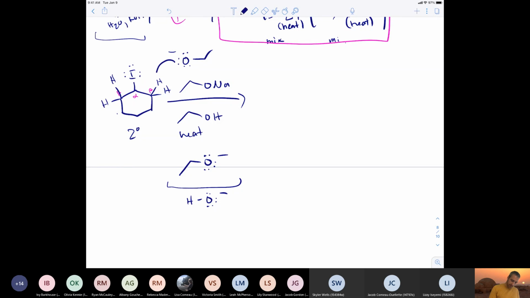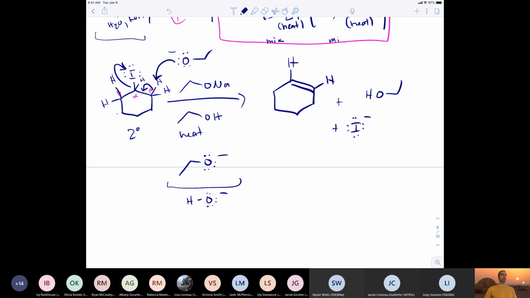So what happens is the base comes, removes a hydrogen from the beta carbon. The C-H bond, the pair of electrons, moves to make a double bond, and then the iodide leaves. So all in one step, you make a double bond. You have one hydrogen left here, you have one hydrogen left there because there's a hydrogen in back. Plus, you have your alcohol and, oh yeah, you have your iodide still too. It now has 4 lone pairs and a negative charge. Cool.